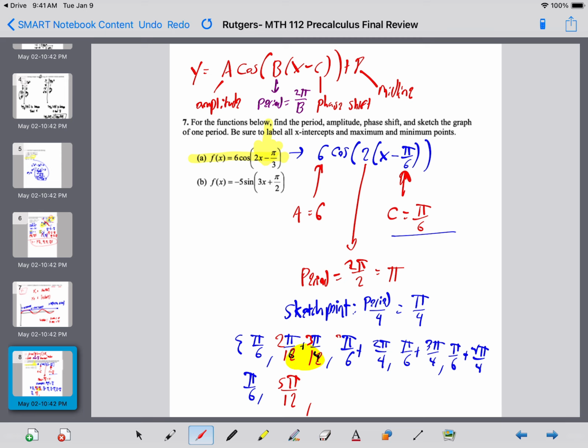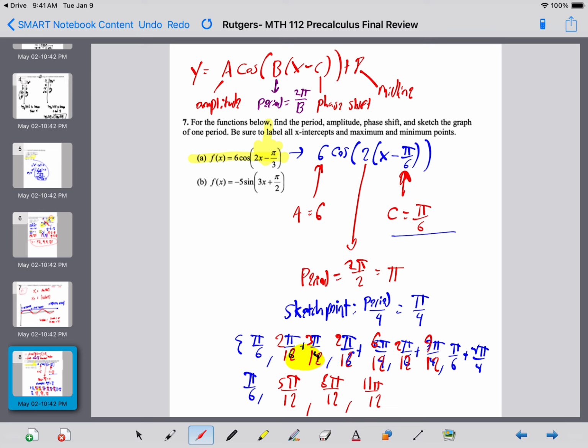So then 2 pi over 12. And then 2 times 3 is 6. So then 2 pi plus 6 pi is 8 pi over 12. And now for this one, multiply by 2 again. So 2 pi over 12 plus 3 times 3 is 9. 2 pi plus 9 pi is 11 pi over 12.